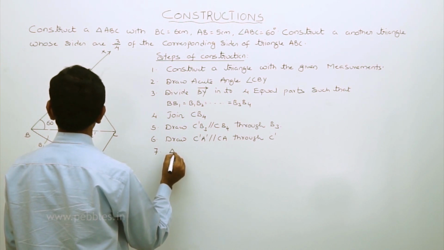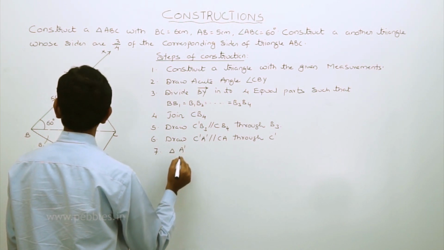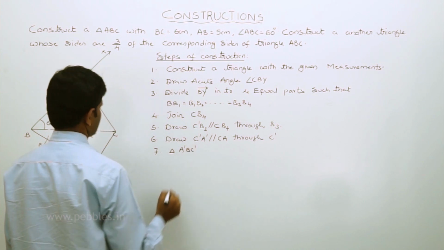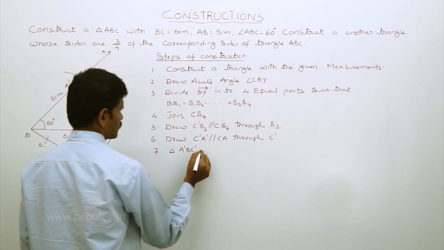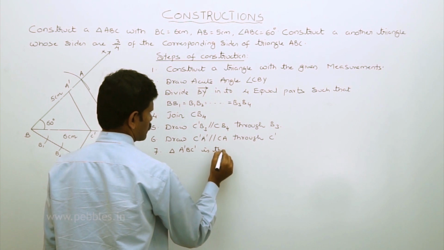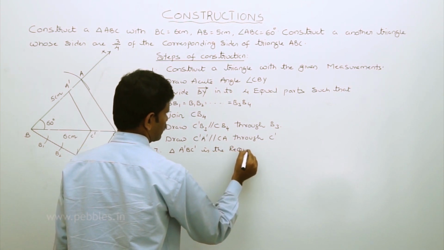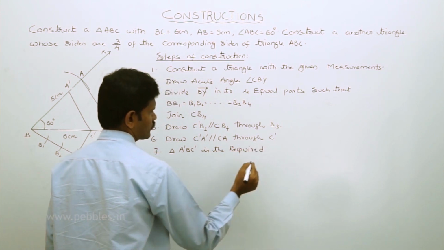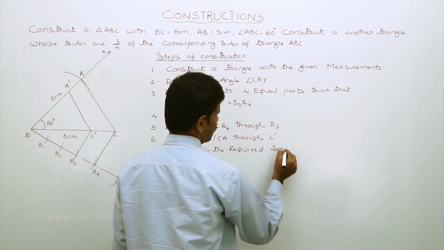Triangle A dash B C dash is the required similar triangle.